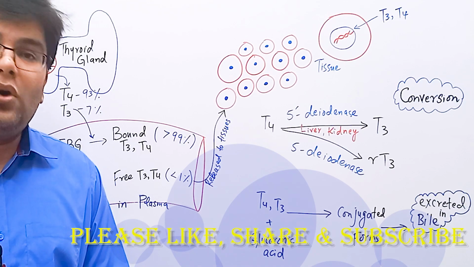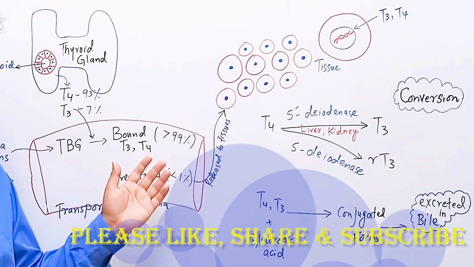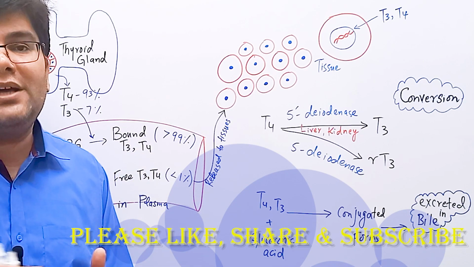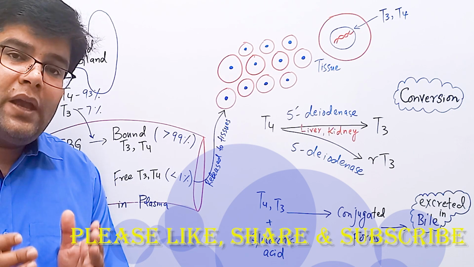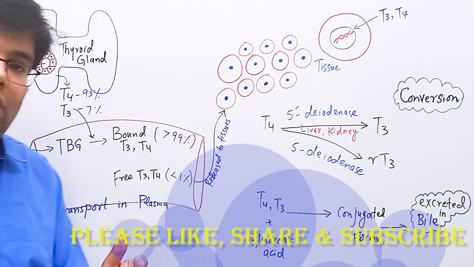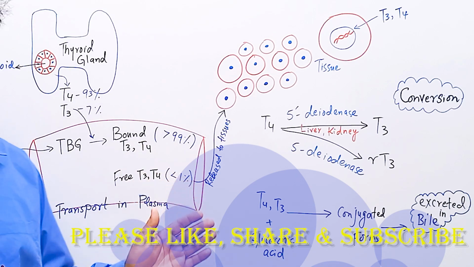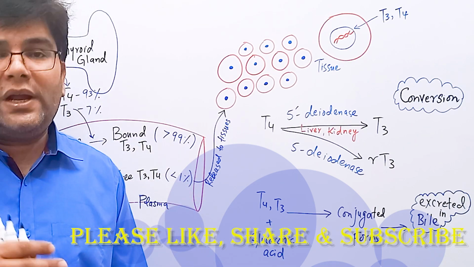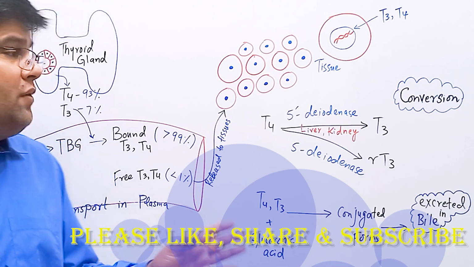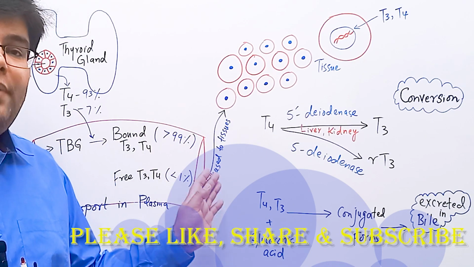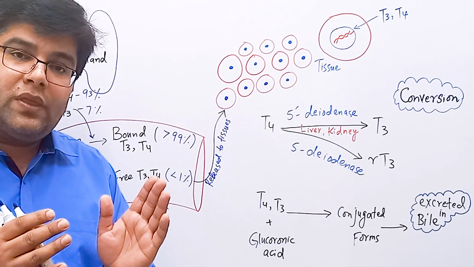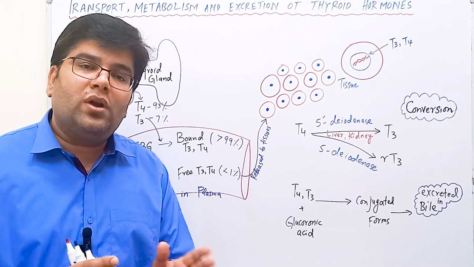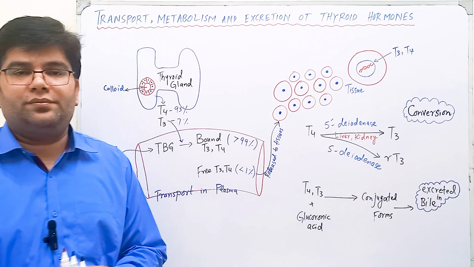Because T4 has more affinity for plasma proteins, its latent period is much more as compared to T3 hormone, and T3 hormone has a less latent period because it has less affinity for plasma proteins, and also the potency of T3 is much more because T3 hormone binds with its receptors in the tissues very quickly and with more affinity as compared to T4 hormone.